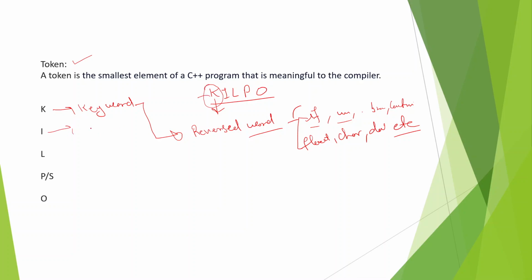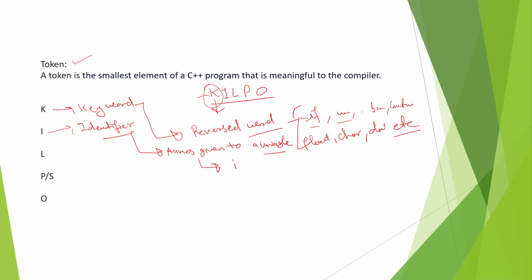Then next is identifier. I for identifier. What is actually an identifier? Identifiers are the names given to a variable or a function, etc. Just remember this. Identifiers are the names given to a variable.